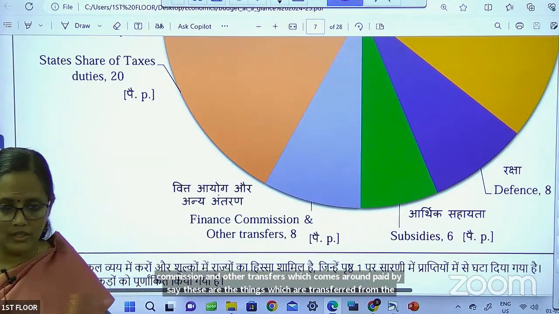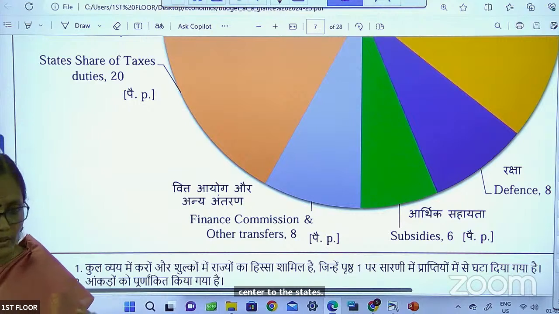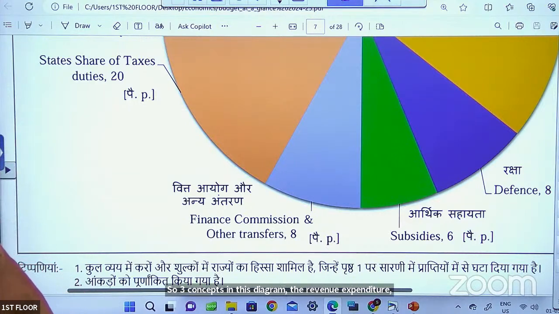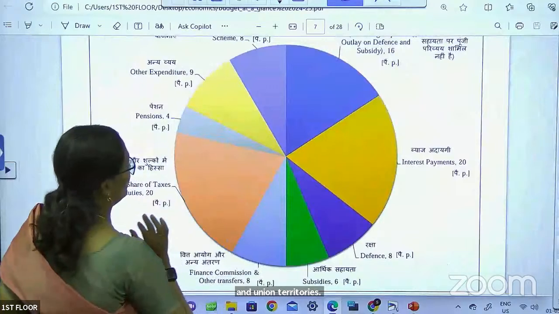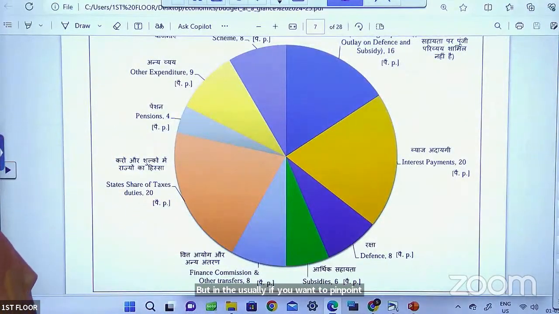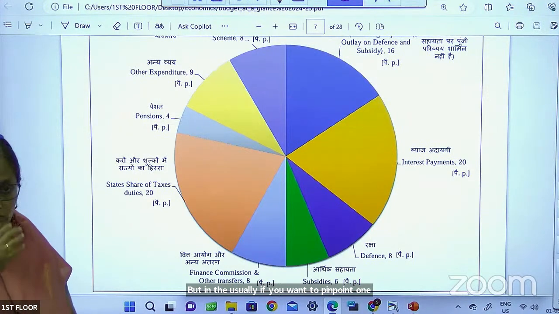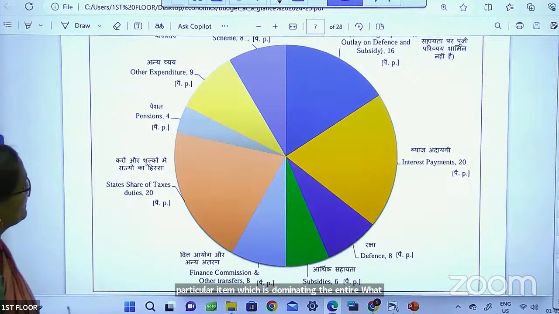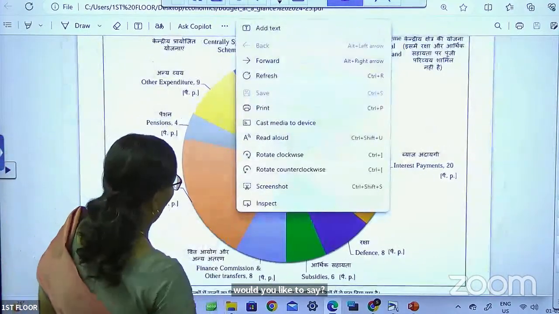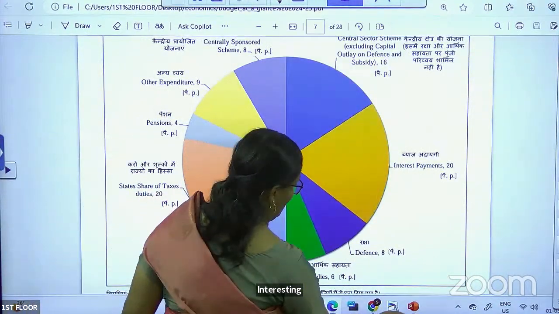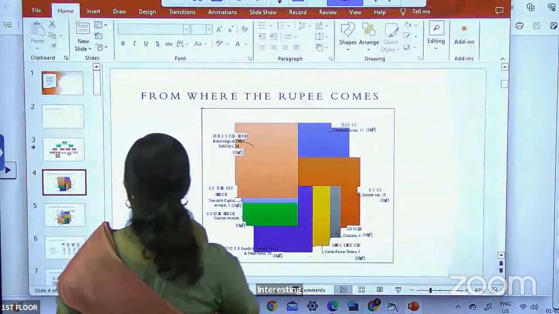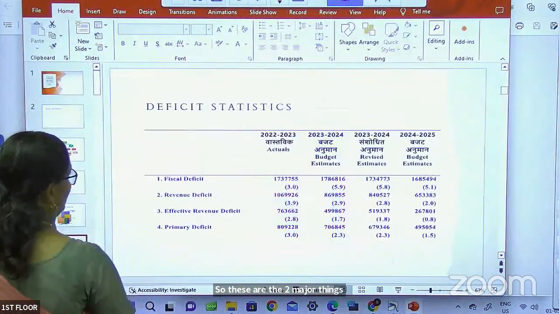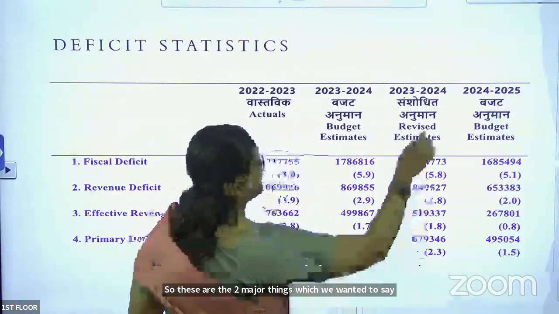So three concepts in this diagram: the revenue expenditure, the capital expenditure, and the transfers to the states and union territories. But individually, if you want to pinpoint one particular item which is dominating the entire expenditure sheet, what would you like to say? Interest payments. So these are the two major things which we wanted to say in the first two slides.